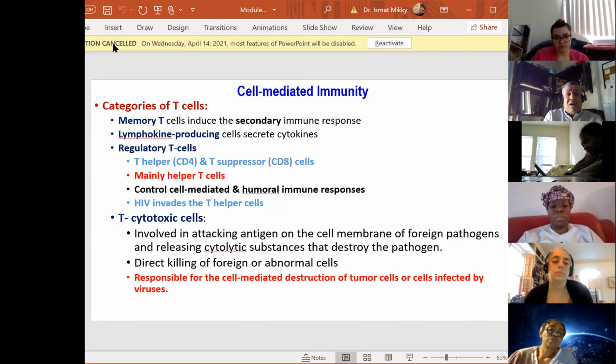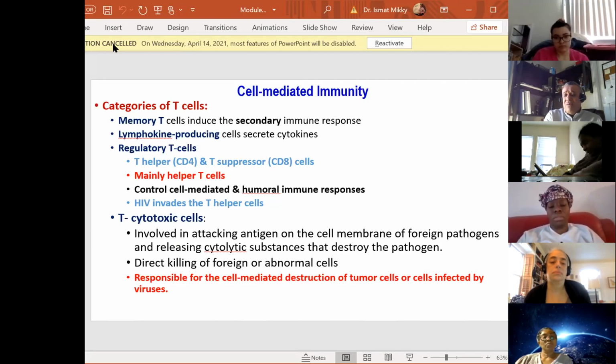Over 500 is the optimal. That's good, and that's what we want. Optimally, for the patient with HIV, we love to have a CD4 count over 500. And anytime it's less than 200, they will be at risk to develop opportunistic infections.